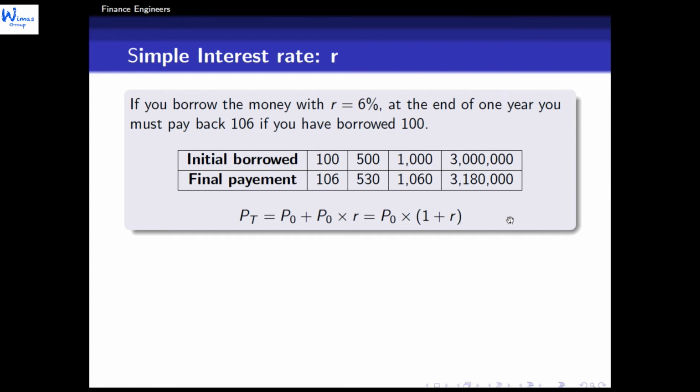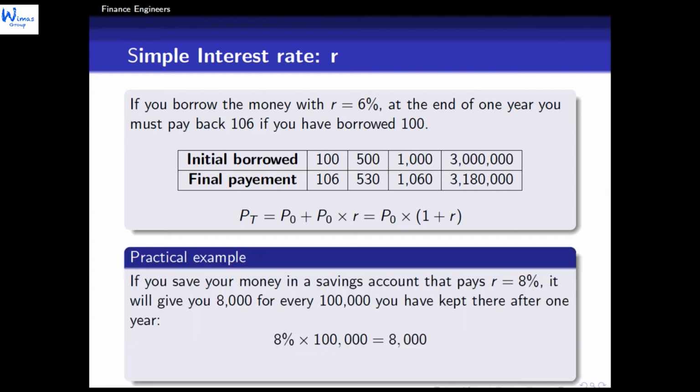So let's have a look at another practical example. Like here you save the money in a savings account that pays interest rate 8%. That means it will give you 8,000 for every 100,000 you have kept after 1 year. It's the same as this, but here we have 8. You put 100,000 in the savings account, for this interest rate, you end up with 108,000.